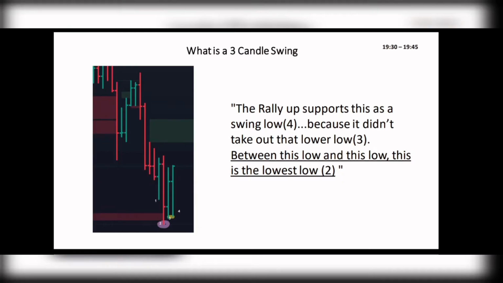Well, let's go back to this low over here. It creates a swing low. It means a low with a higher low to the right of it and a higher low to the left of it. So it's 3 candles that make up a swing low. From 1930 to 1945, the rally up supports this as a swing low, which is the 4th candle, because it didn't take out the lower low, the 3rd candle. So between this low and this low, this is the lowest low, which is the 2nd candle. And that is how we determine a true 3-candle swing low for me.